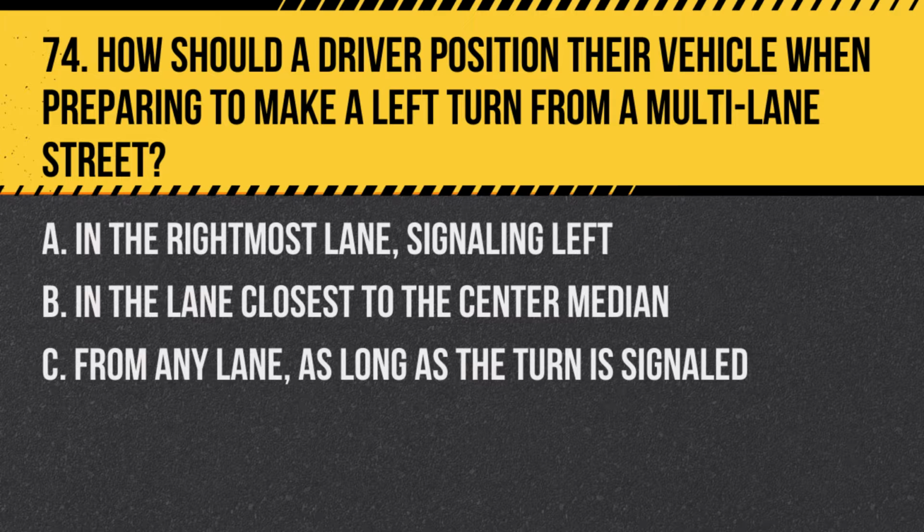Question 74. How should a driver position their vehicle when preparing to make a left turn from a multi-lane street? A. In the rightmost lane, signaling left. B. In the lane closest to the center median. C. From any lane as long as the turn is signaled.